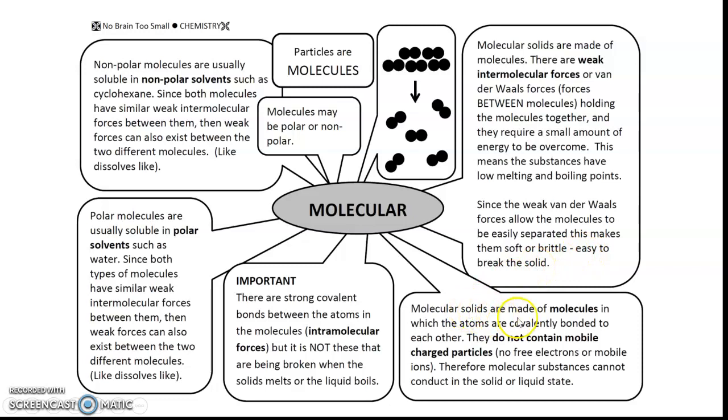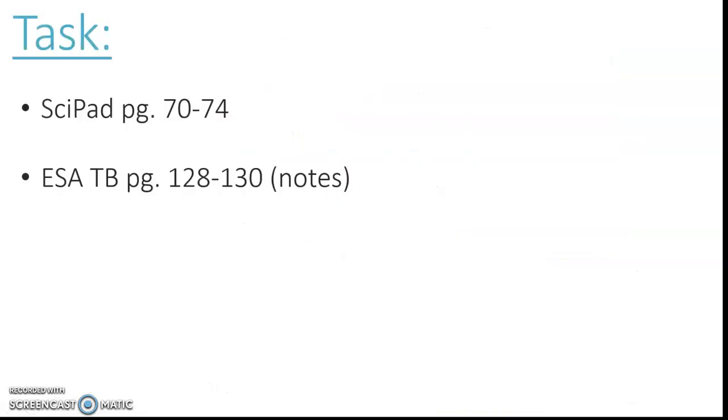Molecular solids are made up of molecules in which the atoms are covalently bonded to each other. They do not contain mobile charged particles, no charged particles that are free to move. Therefore, molecular substances cannot conduct in the solid or liquid state. So that's a bit of an overview of molecular substances so far.